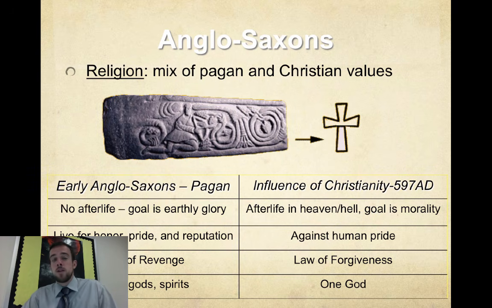Now, as I said earlier, there was a mixture in the Anglo-Saxons between the Druids and the Romans, and this sort of gave us this combination of beliefs. Anglo-Saxons originally believed that there was no afterlife. The only thing you could do was destroy and kill while you're on the earth and take as much stuff as you can, whereas Christians believe the opposite, that there is an afterlife, a heaven and a hell. Anglo-Saxons believed in pride, glory, honor, revenge, and multiple gods, whereas Christians believe the opposite, that you should be merciful and peaceful, and that there was only one God.